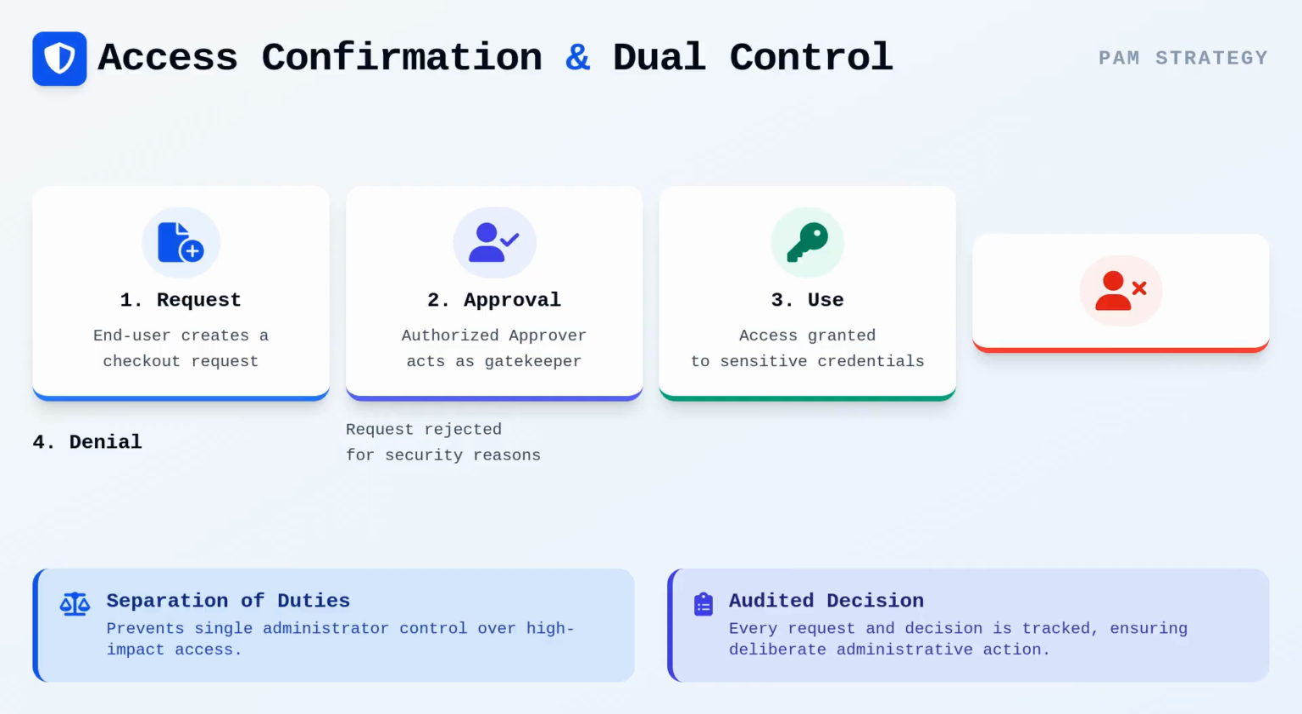Security architects often overcomplicate this process, but at its core, it is simply a state machine that governs how your environment handles high-impact access requests. Understanding these states, creating a request, the approval phase, the subsequent use of the account, and the potential denial is fundamental to passing your certification.